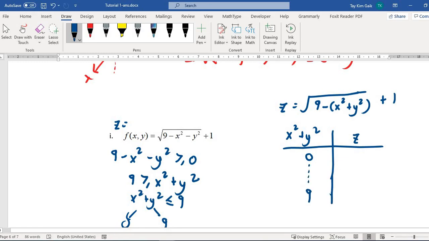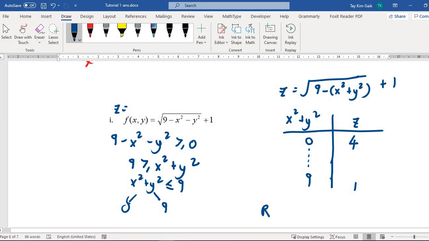Plug in x squared plus y squared equal to 0. You get the square root of 9, which is 3. 3 plus 1 gives 4. Now plug in the maximum value of x squared plus y squared, which is 9. The square root of 9 minus 9 is 0. 0 plus 1 is 1. That's why the range is z from 1, including 1, to 4, including 4, where z is a member of the real numbers.